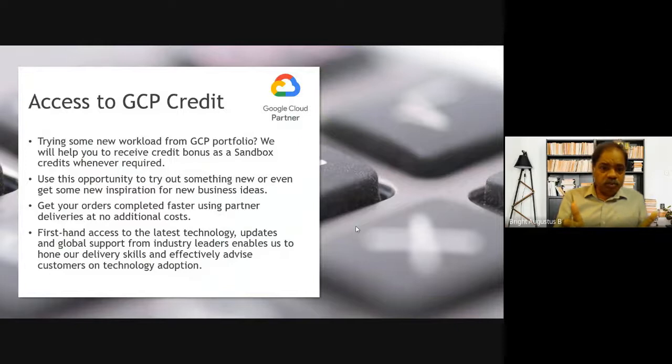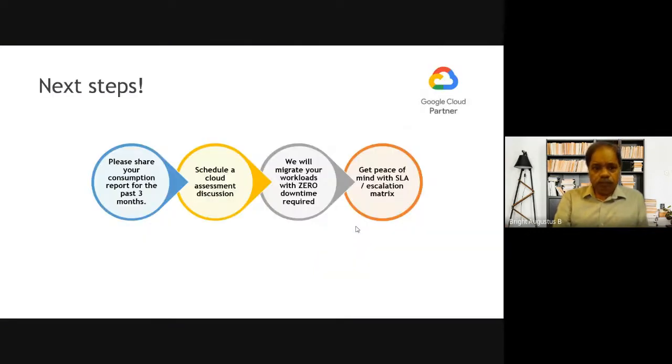If you want access to GCP credits, come to us. We will try to find out as much as possible so that you will be able to try some of the things that Google Cloud brings to you. What do you want to do now? If you're already consuming the cloud, share with us your consumption report for the last 3 months. No, not 3 years, 3 months. And we will be able to assess. Then you can schedule a cloud assessment discussion with us.